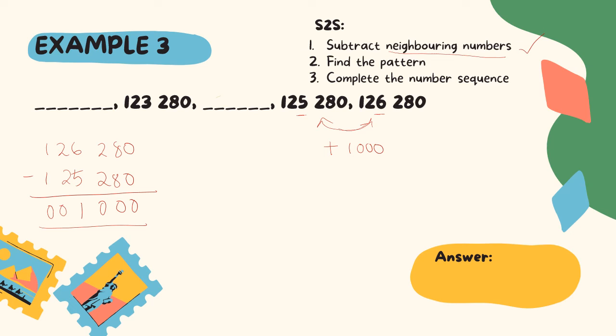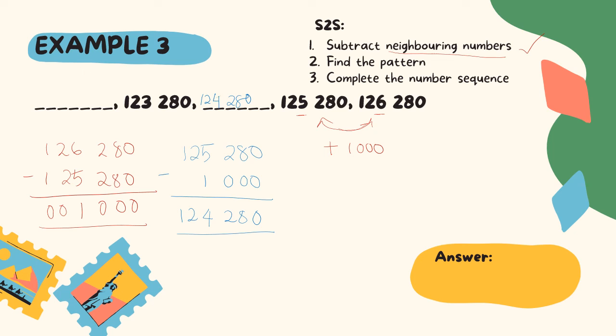So let's take that number, 125,280 minus 1,000. 0, 8, 2 minus 0 is 2, 5 minus 1 is 4, 2 goes down and 1 goes down. So this is our third number. Let's put it in the blank.